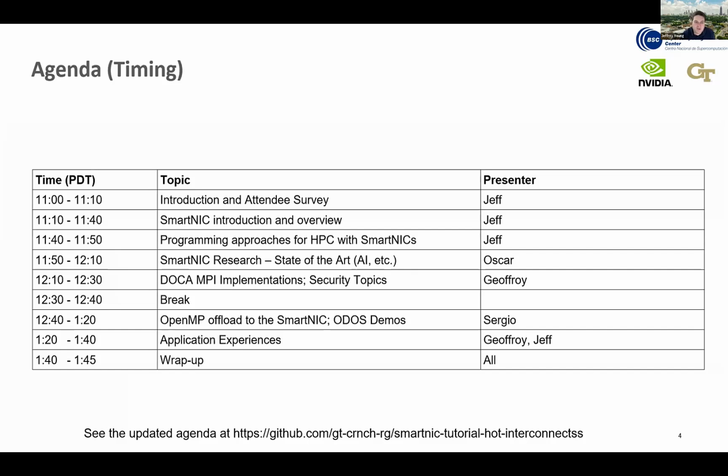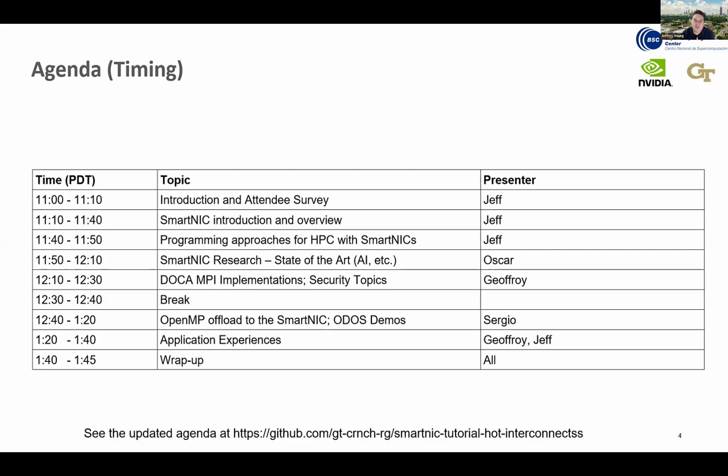We'll go to the agenda here. This is high level; we may not follow it exactly. We've done an introduction and attendance survey, and we'll talk a little bit about what SmartNICs are and go into some more details. We'll focus on probably one particular type of SmartNIC that the tutorial organizers have a lot of experience with, but we'll talk about some of the other options that are emerging. I'll talk a little bit about a few of the programming approaches.